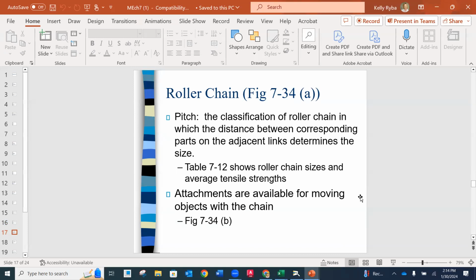So let's look at roller chain. Roller chain specifically is going to be identified by its pitch. The pitch is going to be the classification, and it's going to be in pitch numbers. In kinematics, we actually talked about this in detail, and we picked chain pitches. But just as a review, we're going to look at table 712, where they have the chain pitches identified with corresponding average tensile strengths.